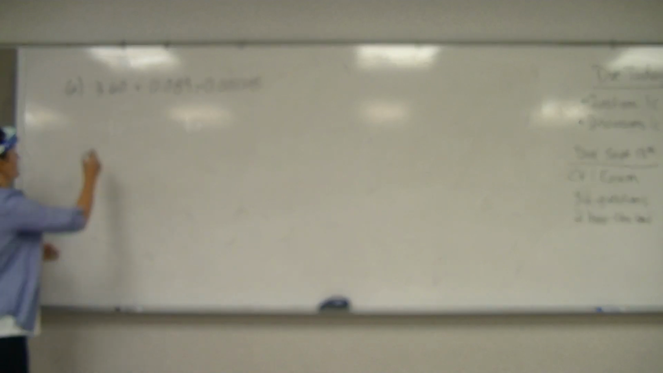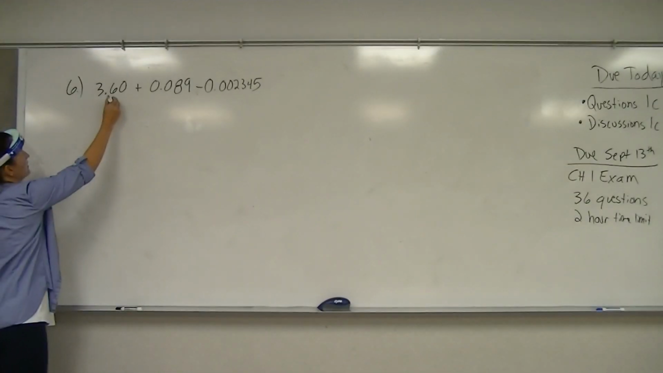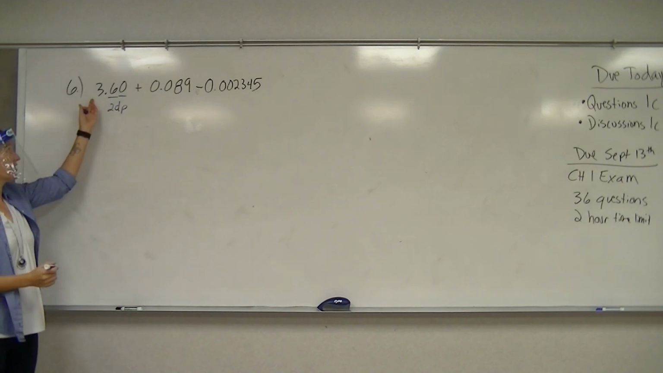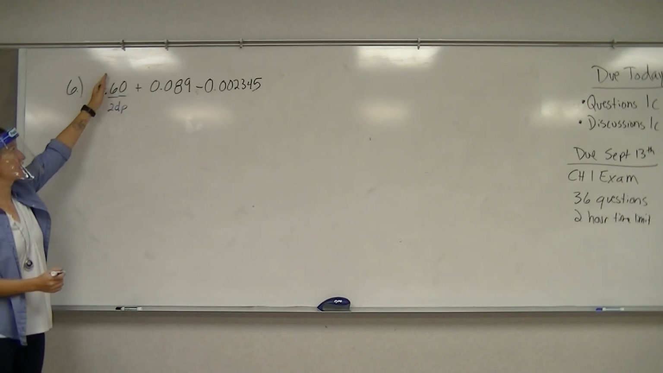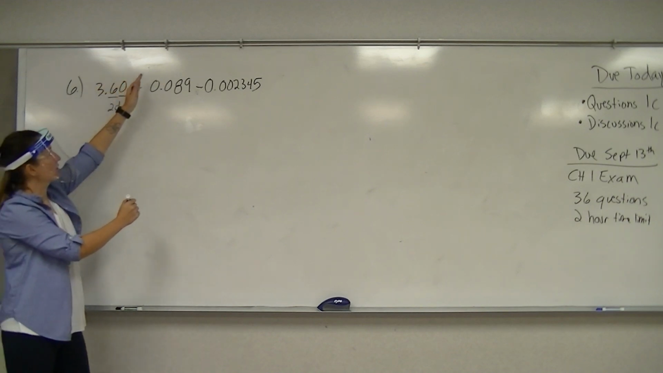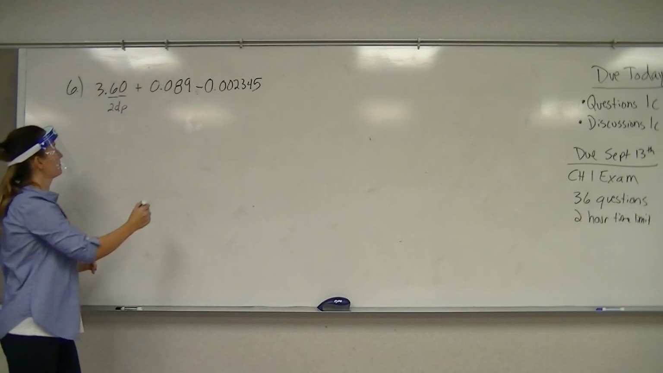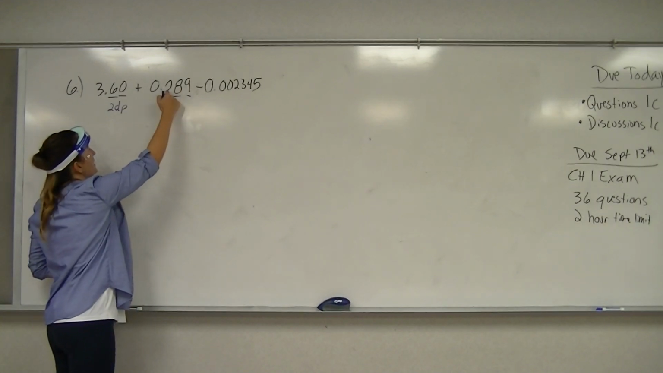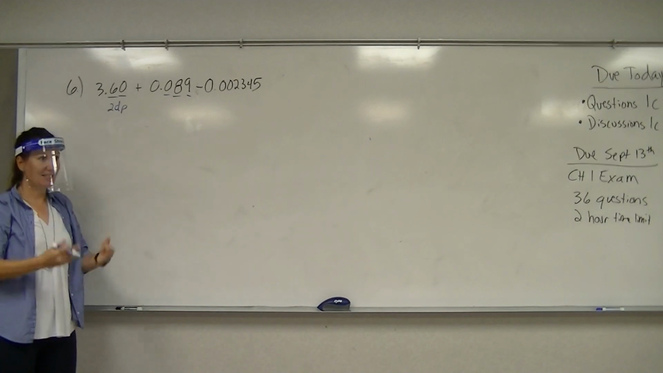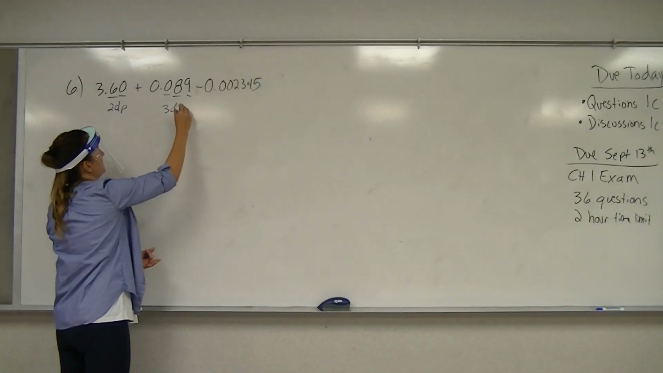Starting at the first number, how many decimal places? 2. I'm going to put DP instead of SF, because it has 3 significant figures, but since we're adding and subtracting, we're looking at just decimal places. How many decimal places in the second number? It's going to be 3. Even though it's a 0 and I know it's not a significant figure, it does count as a decimal place. So it will be 3.